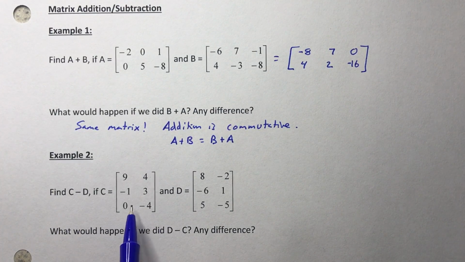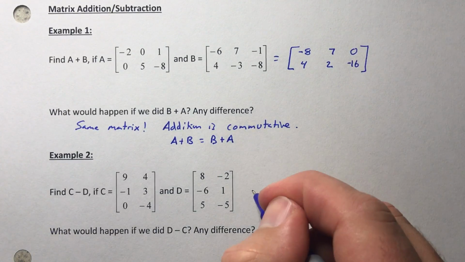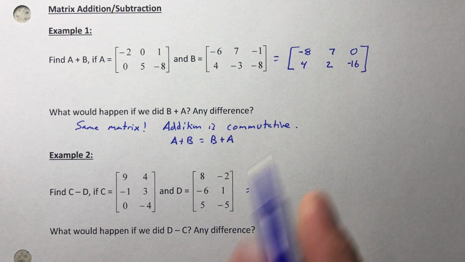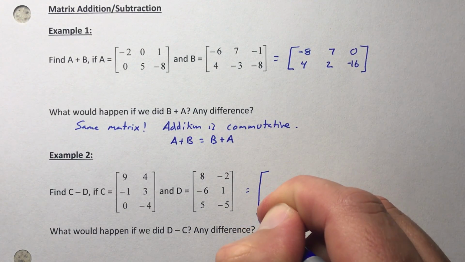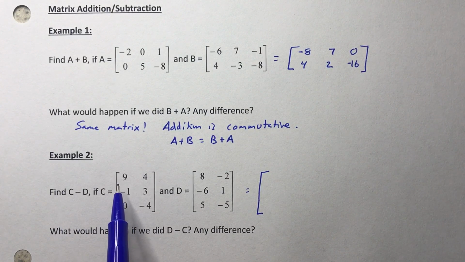So now we have matrix C and D in example 2, and we want to do C minus D. So again, they have to be the same size. I've got a 3 by 2 matrix, a 3 by 2 matrix, so I can do my subtraction. I'm doing C minus D, so I take an element from C and subtract the corresponding element in D.